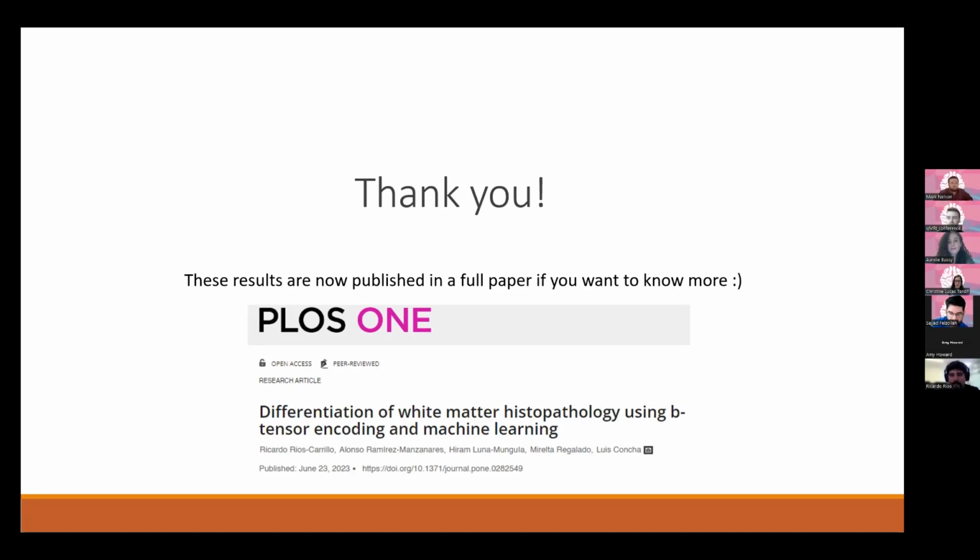We don't have any questions in the chat yet, but I have a question. So you said that FA and AD give you the best metrics for differentiating between these pathologies. Can these two metrics be extracted or estimated from a normal diffusion protocol and not the b-tensor protocol? Do you think it's possible to get the same results with a normal diffusion encoding protocol, or do you really need b-tensor?